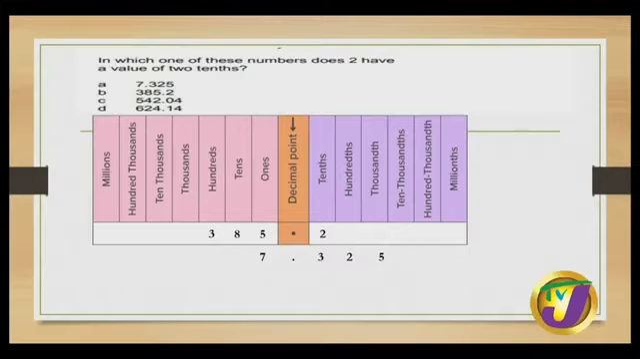So we could read the number 385 and 2 tenths. Then we have the other, just to show you where the 2 would fall. You have 542, so that 2 is in the ones place, and you have 4 hundredths. Then you have the last number, which is 624. That 2 is in the tenths place, and 14 hundredths. So your option would have been 385 and 2 tenths, which is option B.